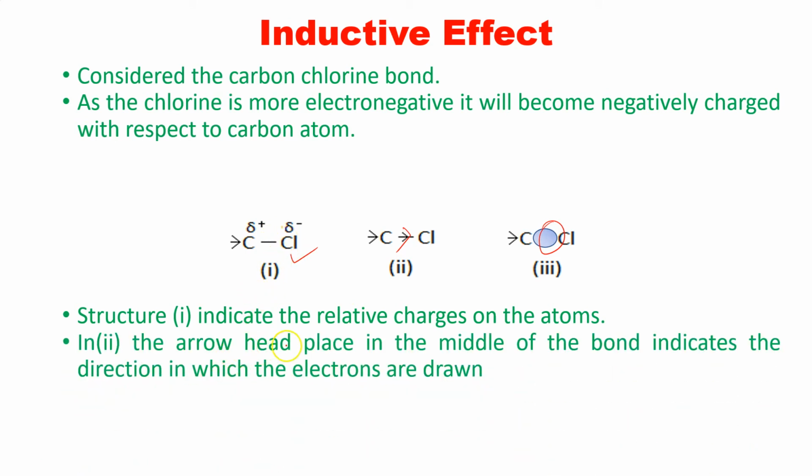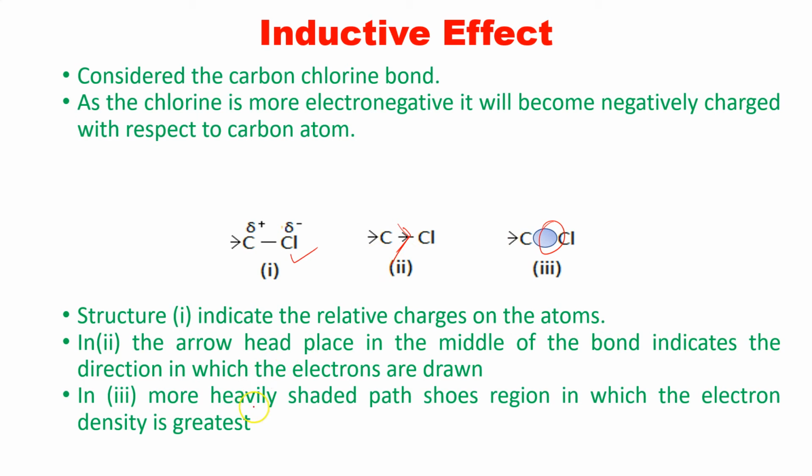In the second structure, it shows the arrowhead placed towards the middle of the bond, indicating the direction in which electrons are being drawn. So this arrow is indicating that electrons are being drawn towards the chlorine. And in the third structure, the heavily shaded part shows the region in which electron density is highest.